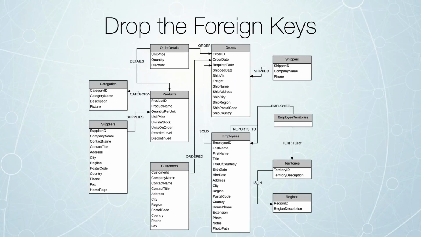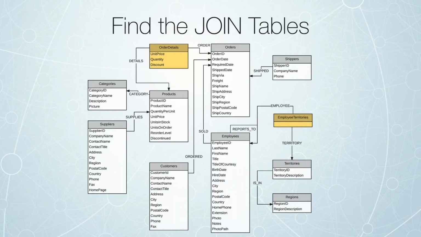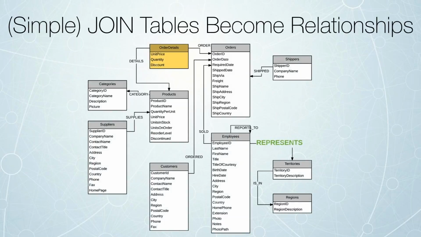And then you find your join tables. And your join tables have a couple different types. You have your super simple join tables, like on the right-hand side here, where you're just trying to say an employee represents a particular territory, and that just becomes a very simple relationship, represents.